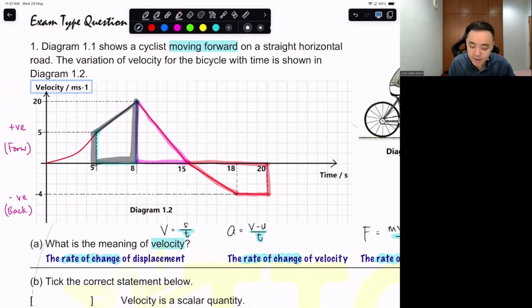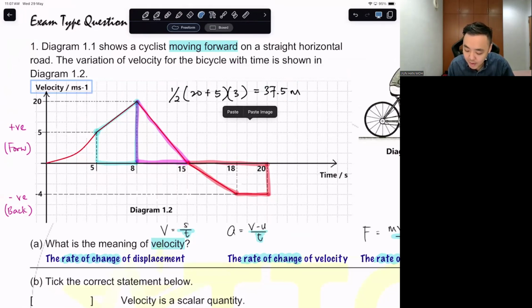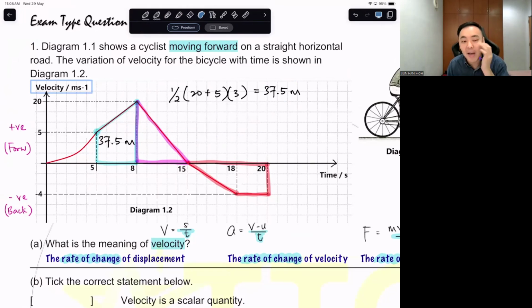So for this trapezium, do you know how to calculate a trapezium, right? 1 over 2, the long side plus the short side. The longer side is 20, the shorter side is 5, sum together, and then multiply by the base, which is 3. Why is it 3? 8 minus 5. So altogether what we get is 25 times 3 divided by 2. We get 37.5 meters. Now, whatever you found is only this part. Following? Meanwhile, you also have to calculate the pink color one.